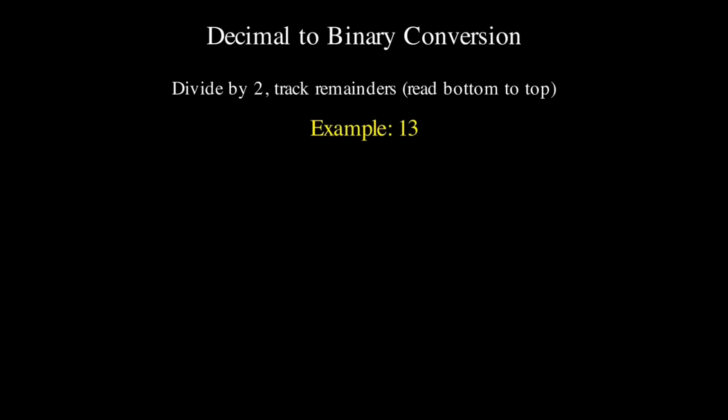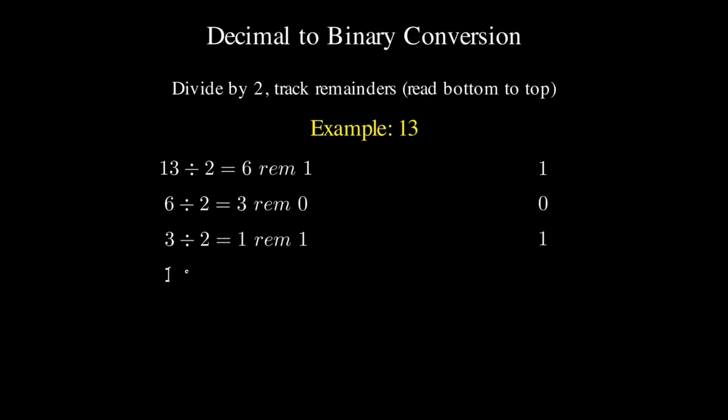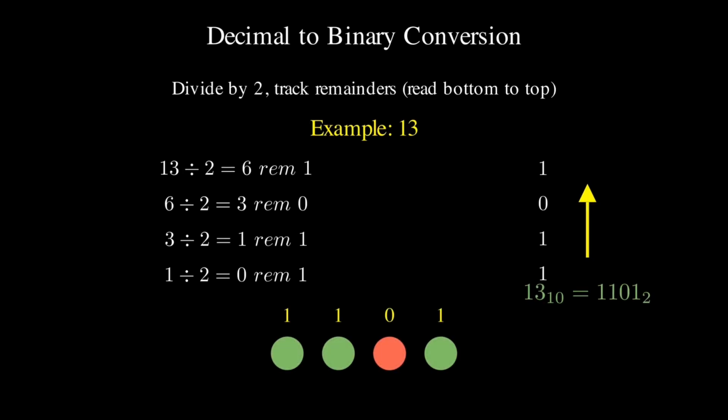Take the decimal number 13 as an example. Start by dividing 13 by 2. 13 divided by 2 is 6 with a remainder of 1. Next, 6 divided by 2 is 3 with a remainder of 0. Then, 3 divided by 2 is 1 with a remainder of 1. Finally, 1 divided by 2 is 0 with a remainder of 1. Now, read the remainders from bottom to top: 1, 1, 0, 1. So, 13 in decimal is 1101 in binary.